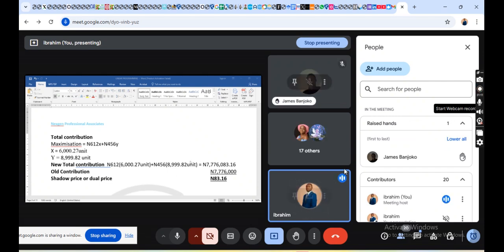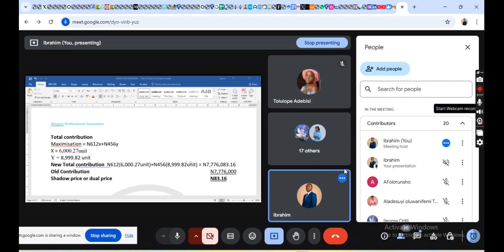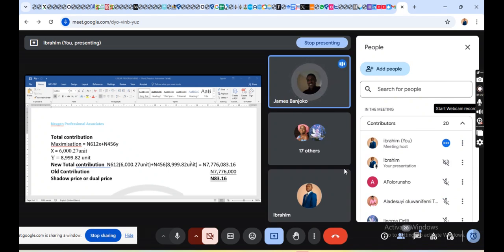So, James. Sir, in my own calculation of shadow price, the first one, instead of 8999.82 that you got, I got 83. Is anything wrong with that? No, there's nothing wrong with that. Okay. There's nothing wrong with that.